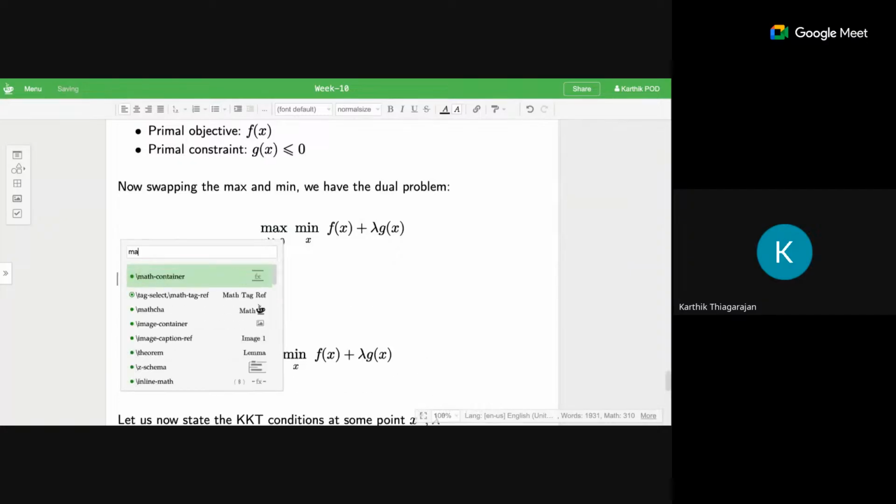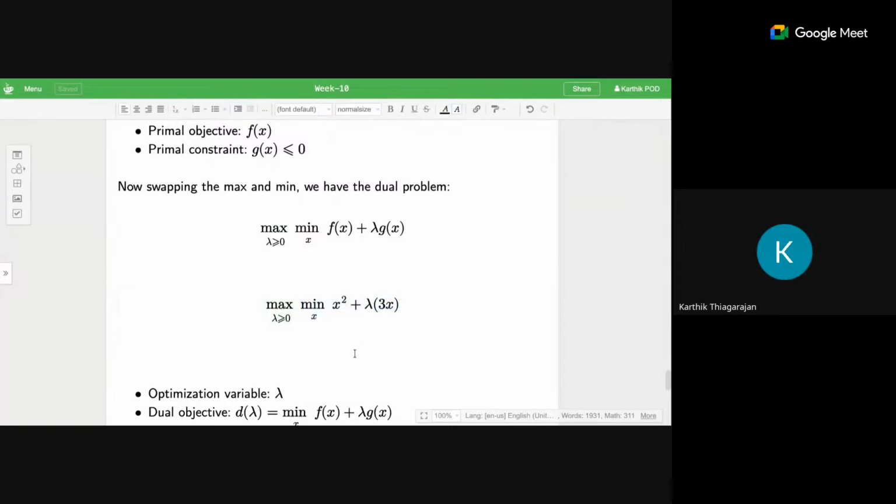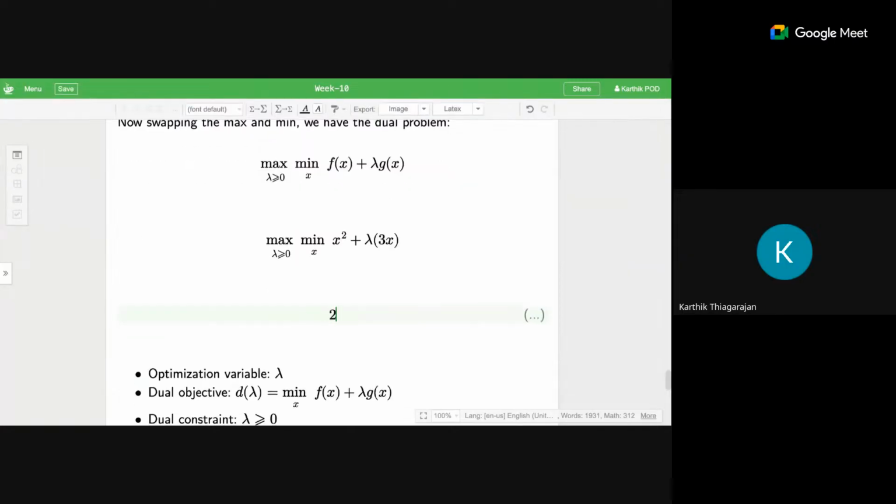For example, I'm just making this up, but this could be something like lambda greater than or equal to 0, minimize over x. Say f of x is x square plus lambda times 3x, right? If you now minimize over x, this is a simple unconstrained optimization problem, right? So you will set the derivative to 0. So this will be 2x plus 3 lambda is equal to 0.